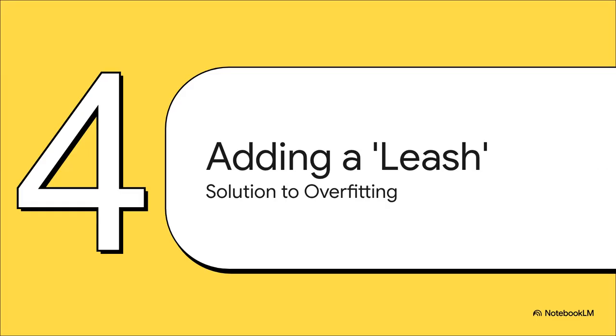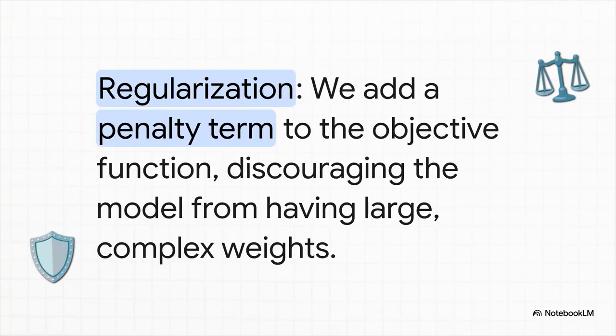Okay, so how do we stop our model from trying to be this perfect memorizer? We need to give it some rules. We need to penalize it for being too complex. Basically, we have to put it on a leash. And the technique for this is called regularization.